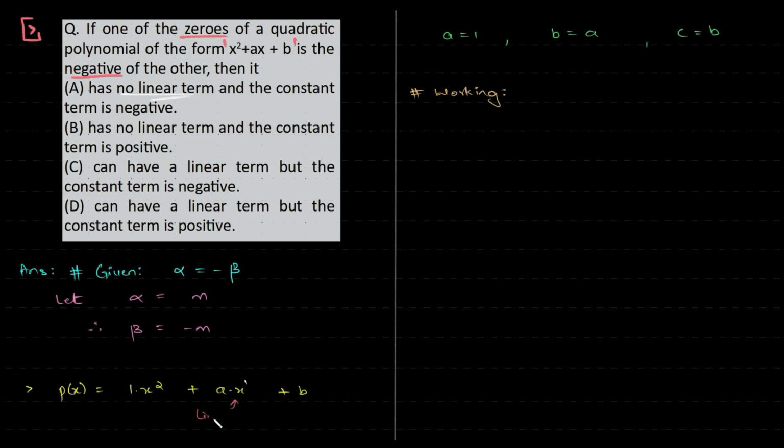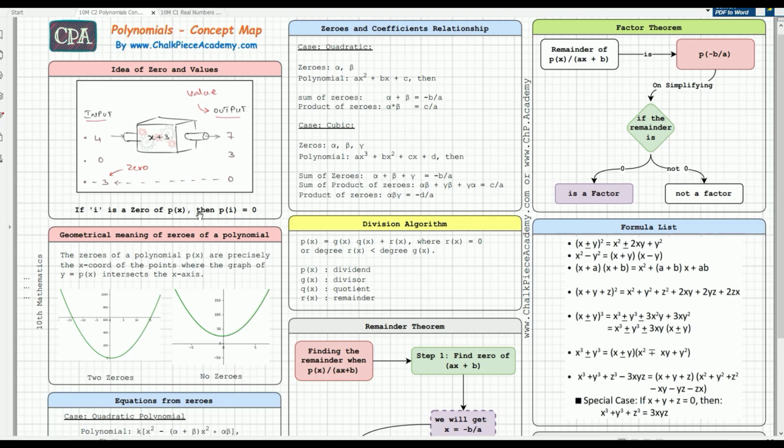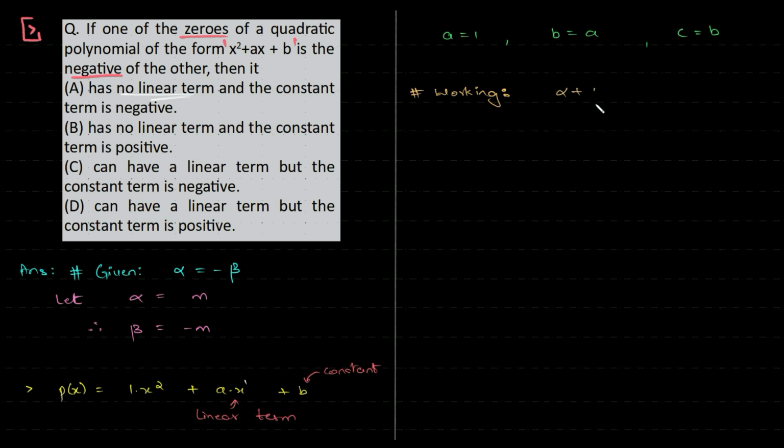That's your linear term. That's your constant. Okay, guys, now coming back, what is it that we are looking at? Let's relate all of them: alpha, beta, a, b, and c. What is the relationship? Recall. Yes, alpha plus beta, that's the sum of zeros, is minus b by a. So let's substitute. What do we get?